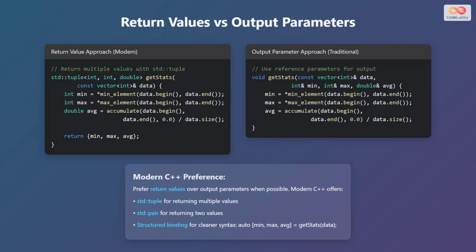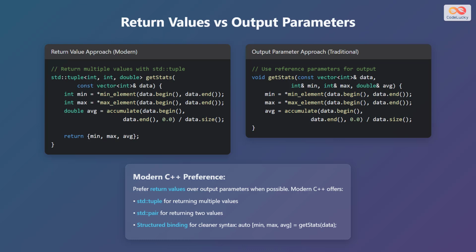When designing functions, you often have a choice between using return values or output parameters to return data to the caller. Modern C++ prefers return values over output parameters whenever possible. std::tuple can be used for returning multiple values, and std::pair can be used for returning 2 values. Structured binding provides a cleaner syntax for unpacking the return values.